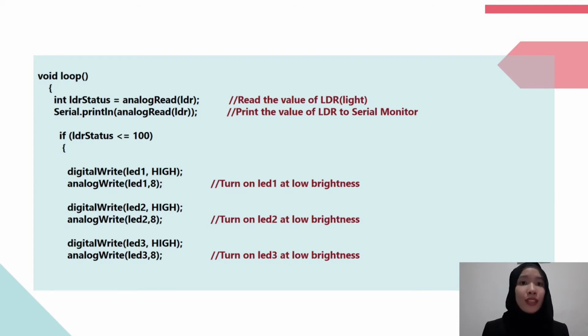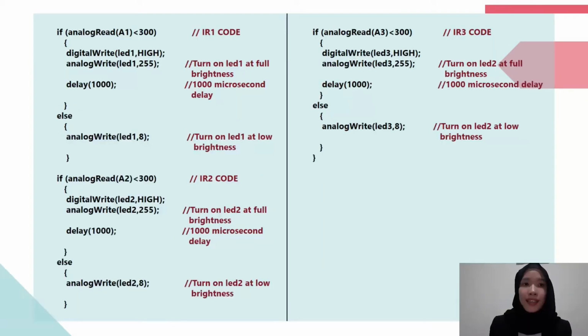Then we decided to use if-else conditional statements to control the street lights. So the first condition is if LDRStatus, which is the value of LDR, is less than or equal to 100, which means it is nighttime, it will enter the if loop. And in the loop, we have set digitalWrite for each LED to HIGH, which means the LED will turn on. And then we also use analogWrite for each LED to the value of 8. This is to make the LED light up in low brightness.